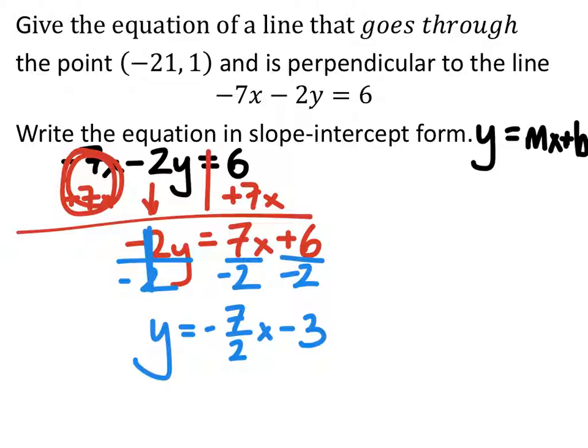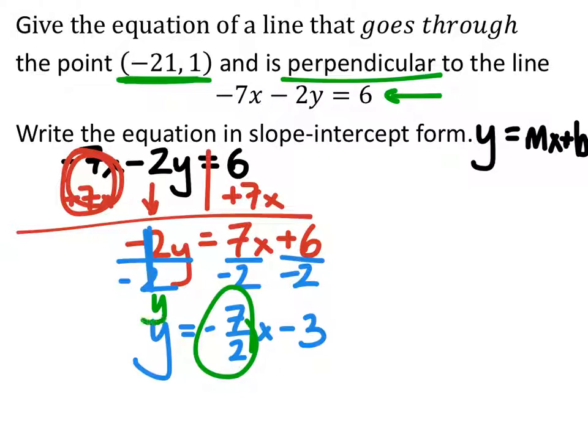Now that -3 is not important because the line that we're writing for is not going to be the same exact line. It's going to go through this point, (-21, 1). And (-21, 1) would make this original equation a false statement, so we know that it's not the same line, but it's perpendicular. So that is why we need the slope of this line, which right now we can see in slope-intercept form, which is y = mx + b. Then the slope itself is -7/2.